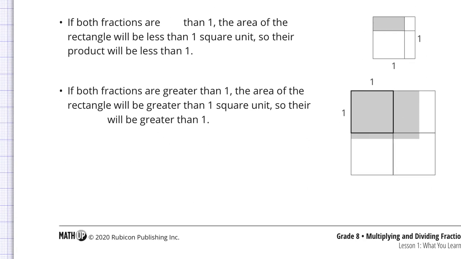If both fractions are less than 1, the area of the rectangle will be less than 1 square unit, so their product will be less than 1. You can see that based on this picture here. This side length is less than 1, and this top width is less than 1, and the area is also less than 1. But if both fractions are greater than 1, the area of the rectangle will be greater than 1 square unit. So their product will be greater than 1.